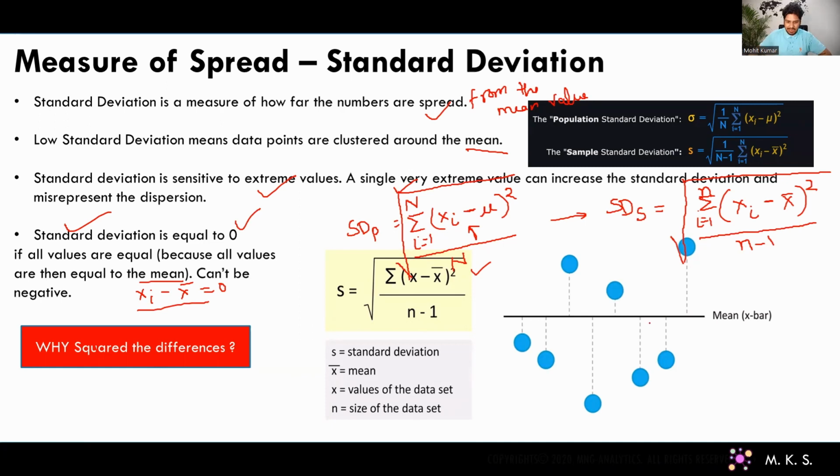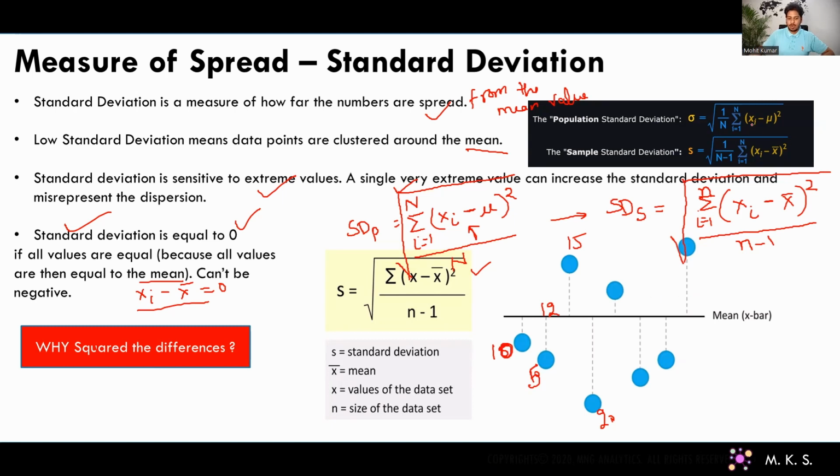Let's say these are our data points. Blue points represent the different data points. Let's say this is value 5, this is value 10, this is 15, and this is 20. I should say this is 10 and this is 5, because this is quite far from the mean, and let's say the mean is 12, right?